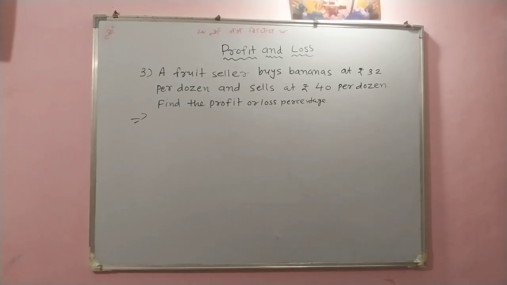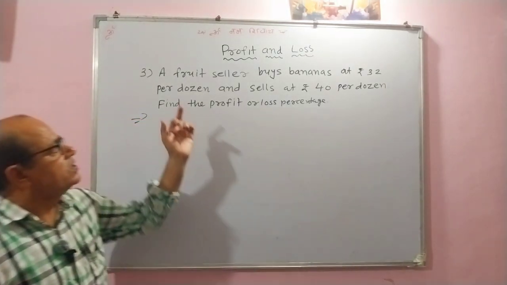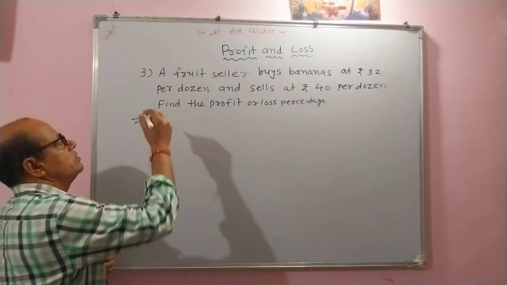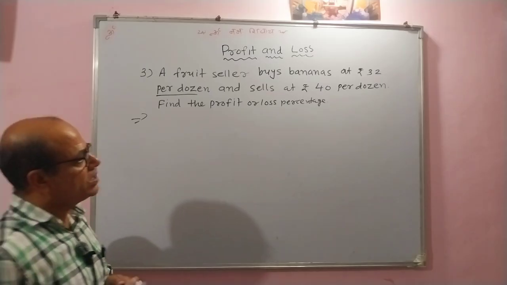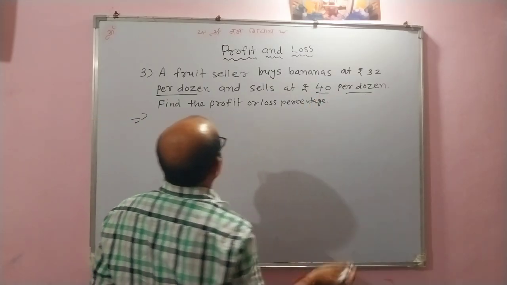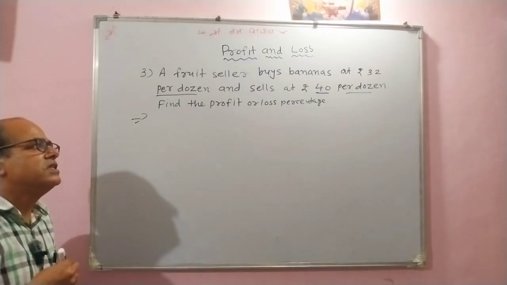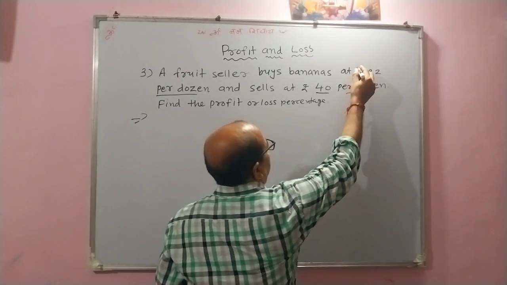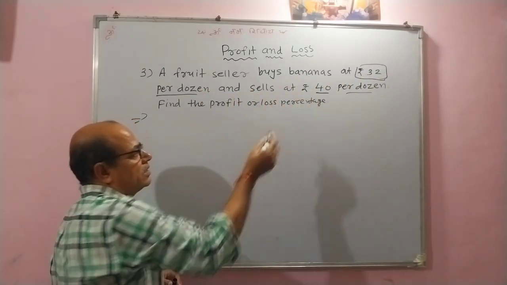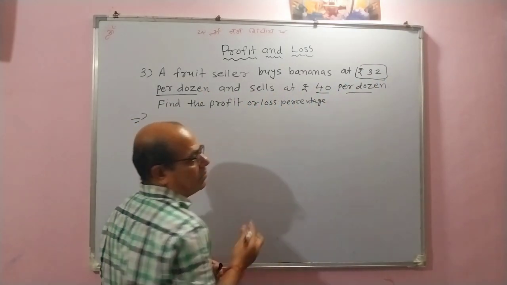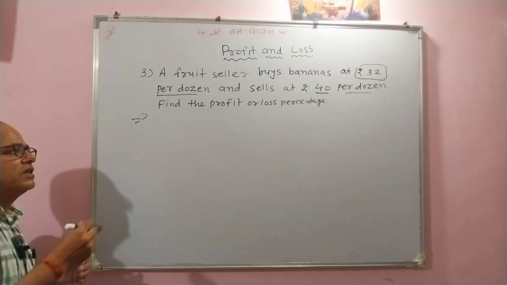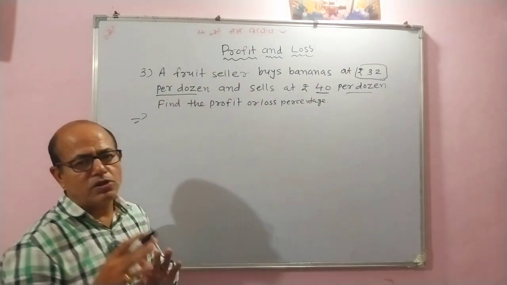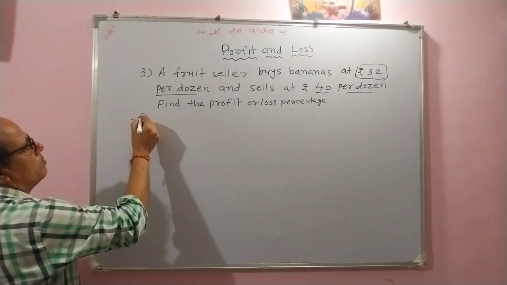Now see, the third example: a fruit seller buys bananas at rupees 32 per dozen and sells at rupees 40 per dozen. Find the profit percentage. He has written per dozen only to misguide you. Sometimes one is given per dozen and the other per piece, then you have to convert the things. Here both are per dozen, so no need to change anything. Just do the simple sum.